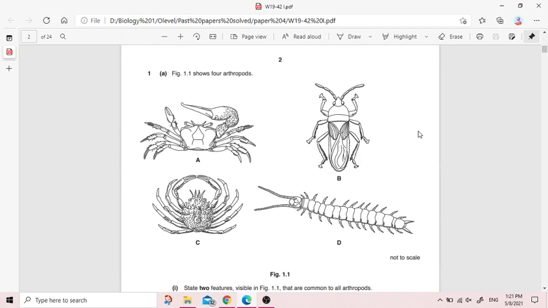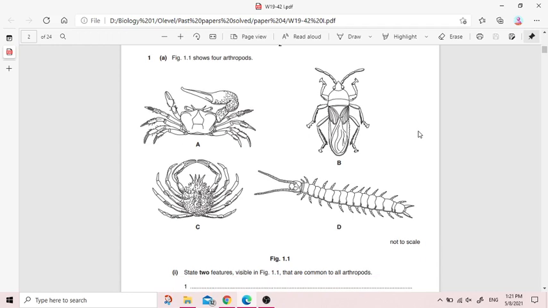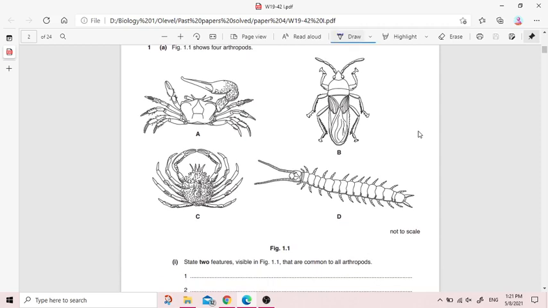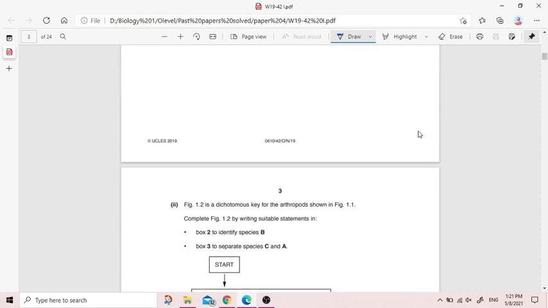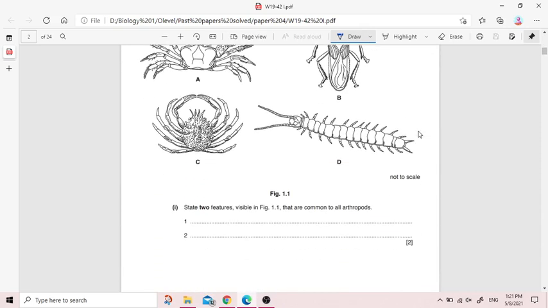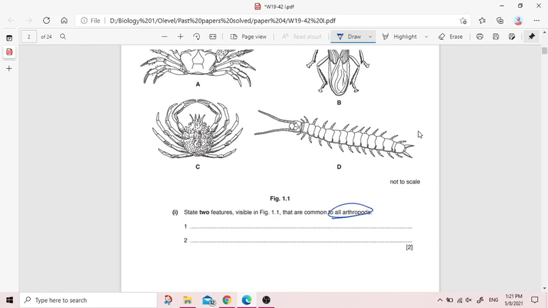ايه الطريقة بقى؟ عادة usually you get the pictures and you should identify which organism أو the name of each organism. أما هنا هو جاب لي pictures okay of 4 arthropods and then he asked a question. ايه question? State 2 features visible that are common to all arthropods.